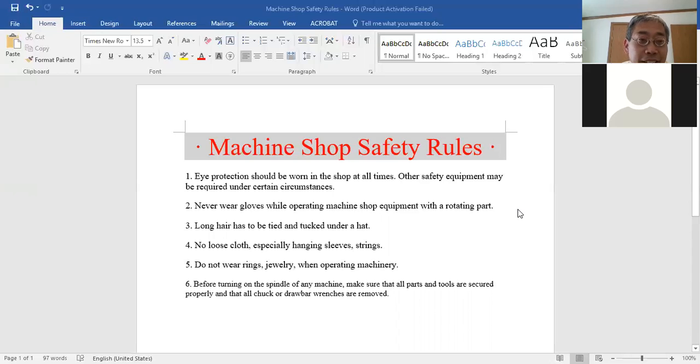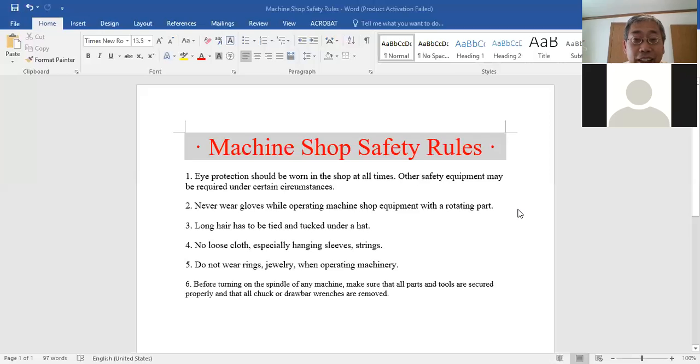It's kind of interesting. It says, never wear gloves while operating machine shop equipment with a rotating part. All of our machines have a rotating part. We have a spindle that spins. So you don't wear gloves for most rotating machines. If you have to wear gloves, you've got to wear at least thick leather gloves. Otherwise, you don't wear gloves.